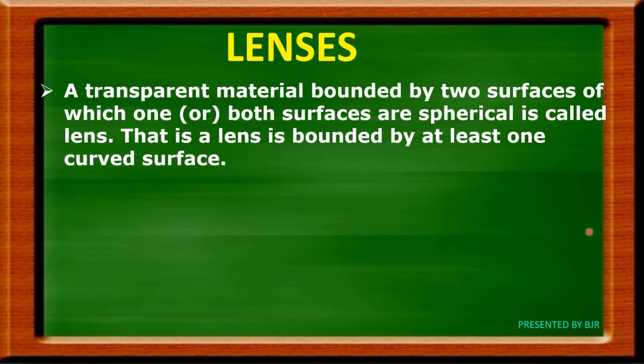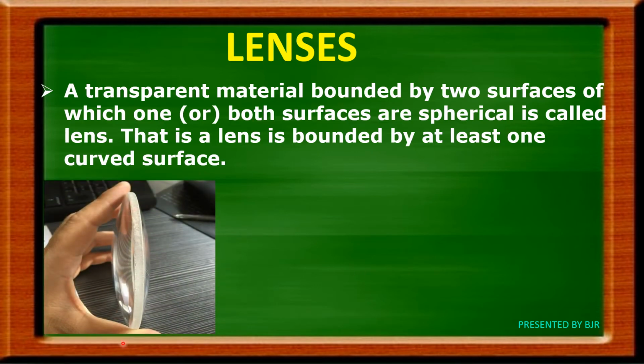Okay, here I am showing you some of the lenses. We have different types of lenses that we can learn later. See here, this one is a lens. So this is a transparent material bounded by two curved surfaces. That means this transparent material is bounded by two spherical surfaces which are curved outward. That is, it is thick at the middle as compared to the edges. So this type of lens is called convex lens.